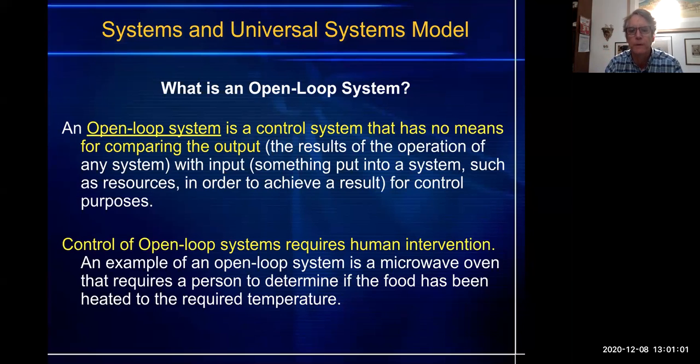Control of open loop systems requires human intervention. An example of an open loop system is a microwave that requires a person to determine if the food has been heated to the required temperature. How do you do that? I put a big bowl that I had in the refrigerator in the microwave and I nuke it for a minute. Do I want to eat it right now? Or what do I do? What do you do when you heat up a cold bowl in the microwave? Can anyone tell me?